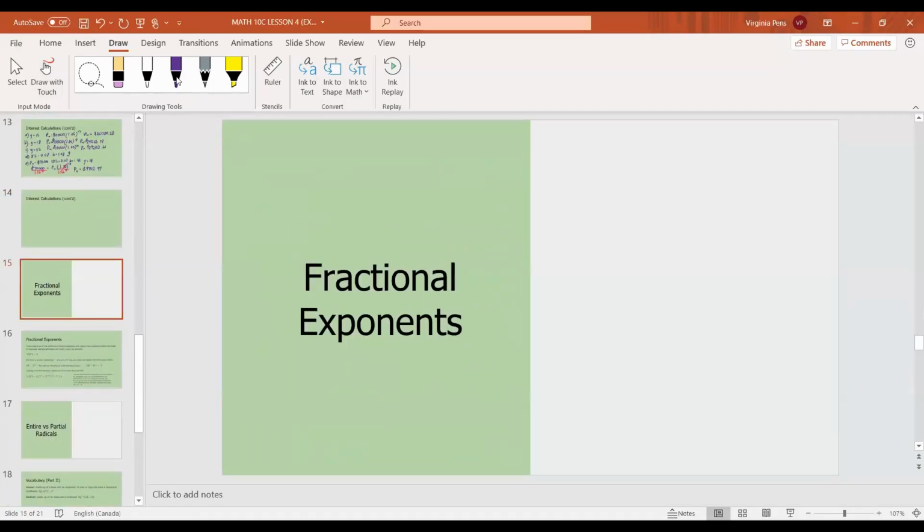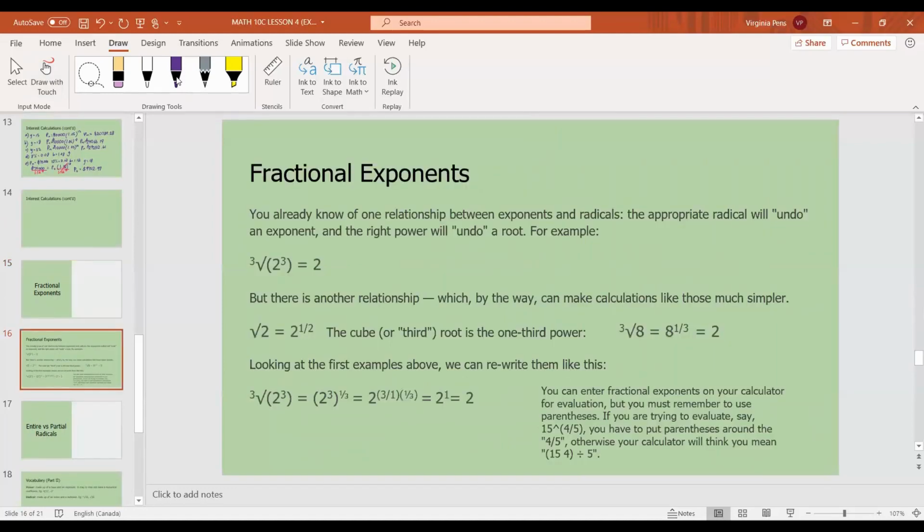All right, so now we're moving into a new part. We're going to be talking about fractional exponents. You already know of one relationship that will undo between exponents and radicals. So the appropriate radical will, quote, undo an exponent, and the right exponent, or a power, will, quote, undo a root. So for example, 2 to the 3 under a cube root will give you 2.